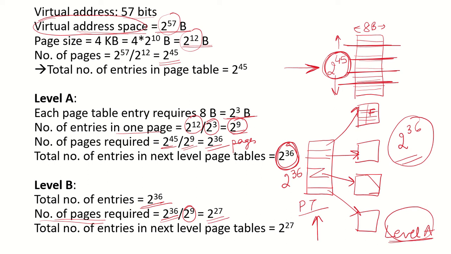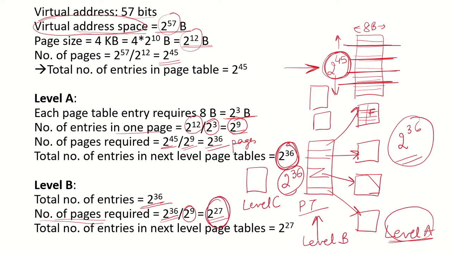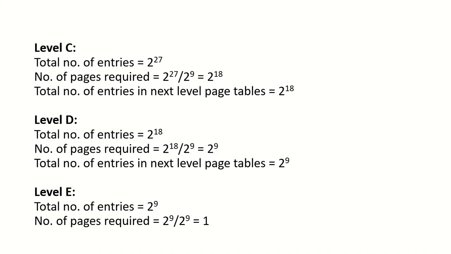So again at level B, 2 to the power of 27 pages would be required. Since they would be at different addresses, now we need a page table at level C. So this page table of 2 to the power of 36 has been broken up into multiple page tables in 2 to the power of 27 pages. So this level C would have 2 to the power of 27 entries. At level C, the number of pages required would be 2 to the power of 18.